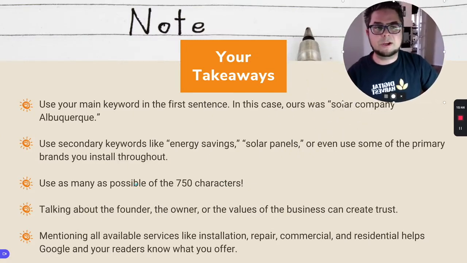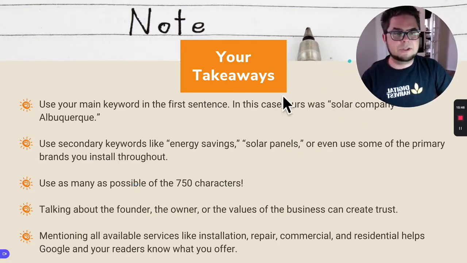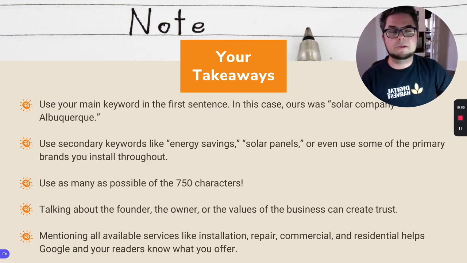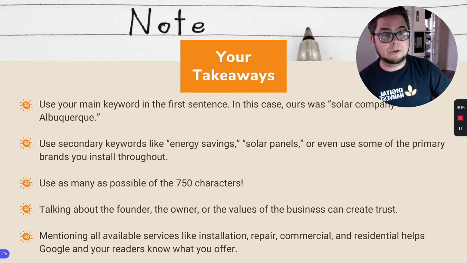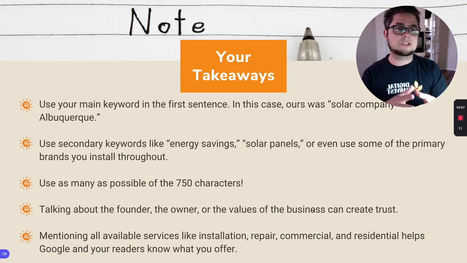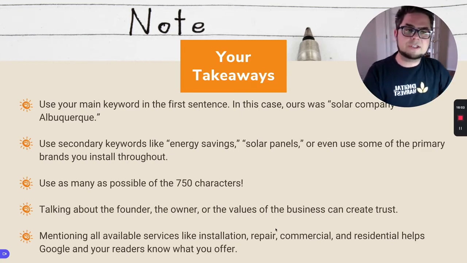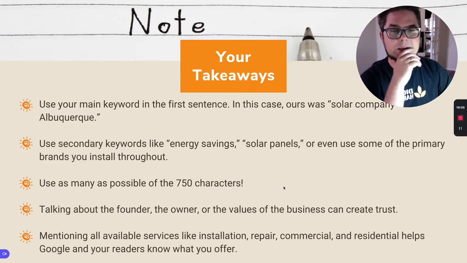So some key takeaways here, just to recap: using the keywords, using secondary keywords like energy savings, solar panels, using as many of the characters as possible, talking about the founder, the owner, the values. Those are things that can create trust and increase the conversion, people actually reaching out to you for a quote. And then mentioning any other ancillary services or things that you offer at the business that people might be searching for as well.